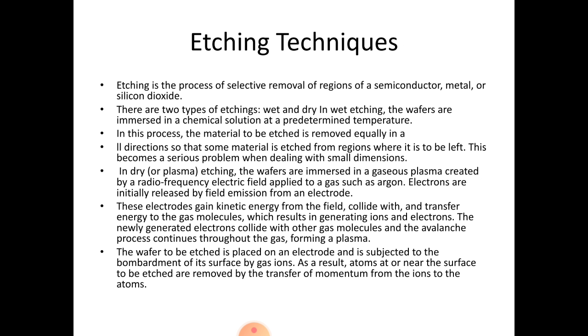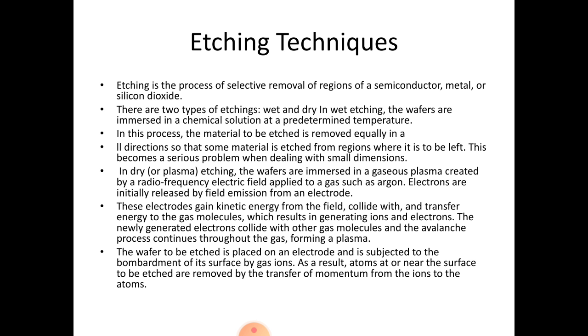The next is the etching technique. So this is also one of the steps involved in IC fabrication. What do we mean by etching? Etching is a process of selective removal of regions of a semiconductor, metal or silicon dioxide. It means it removes a particular portion of the semiconductor, right?